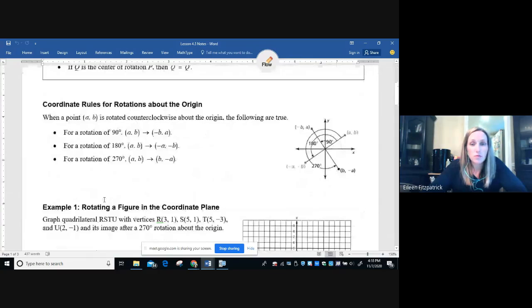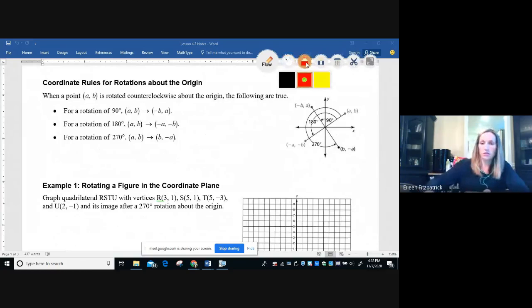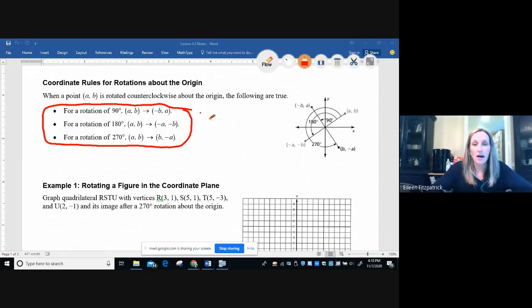Coordinate rules. So these rules you are going to need to know. I'll just kind of circle them. And I do have a little trick to help you memorize these rules, but it uses a Post-it note, so it's going to be a little bit harder to explain, not doing it in person, but I'll try my best.